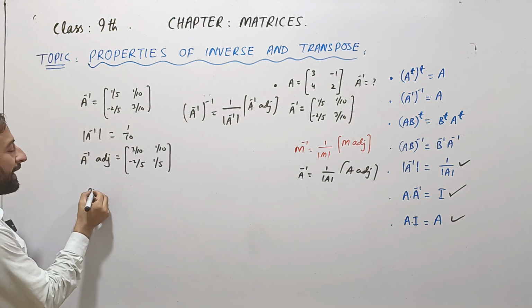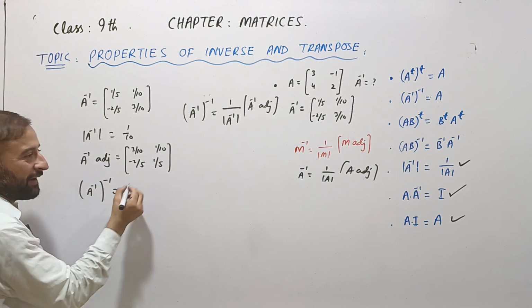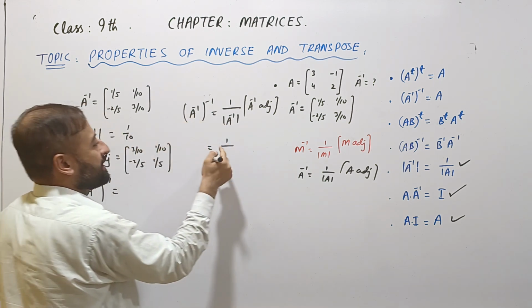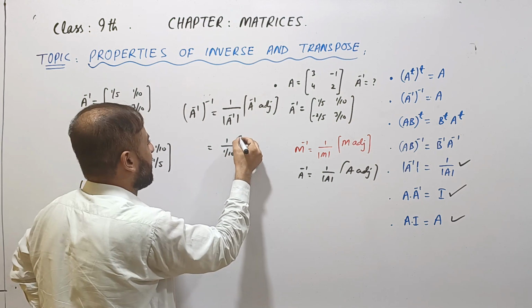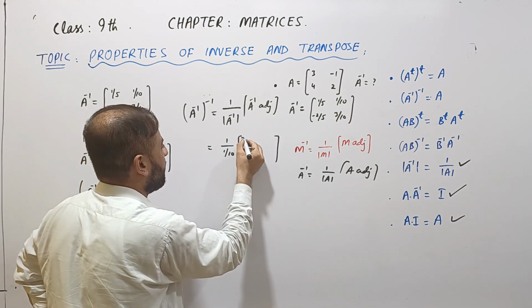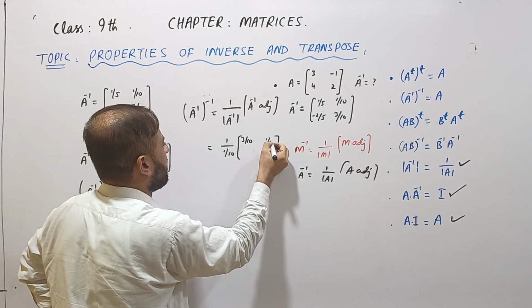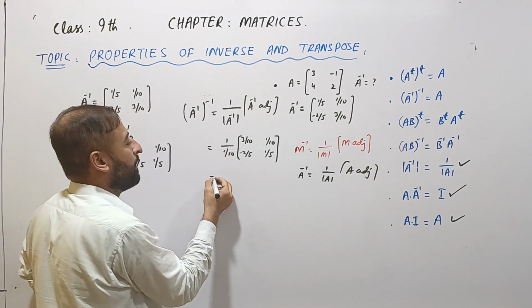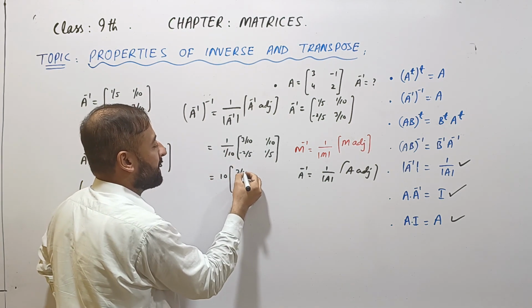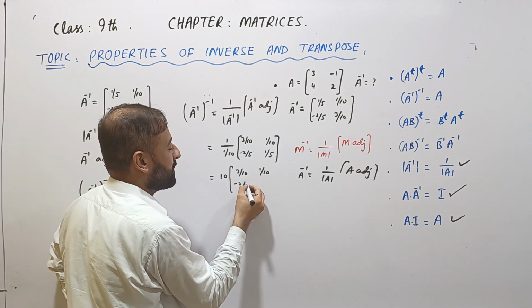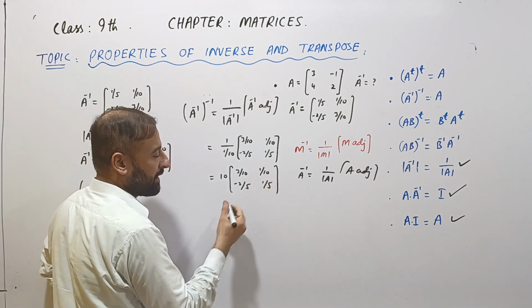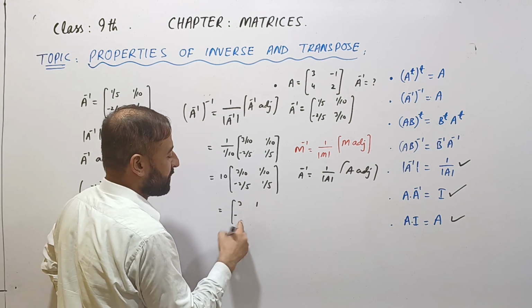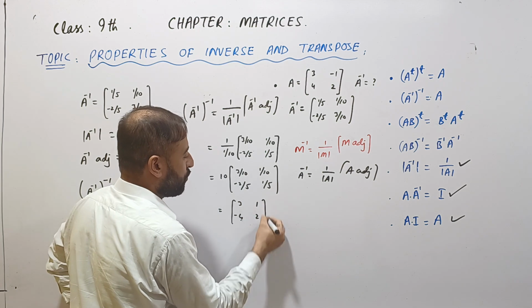Right students, so A inverse whole inverse by that formula. Okay, put the values of A inverse determinant and adjoint. A inverse determinant is 1 over 10 into A inverse adjoint is 3 by 10, 1 by 10, minus 2 by 5 and 1 over 5. This 10 will go up. 3 by 10 students, 1 by 10, minus 2 by 5, 1 over 5. Now just multiply this 10 with all the elements. You will get 3, 1, minus 2, sorry, minus 4, multiply by 10, 2, and it is equal to A.